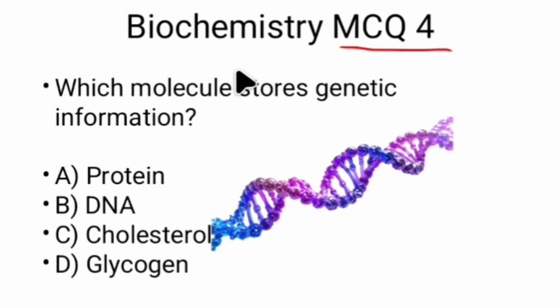Question number 4. Which molecule stores genetic information? The correct option is B. DNA is a molecule which stores genetic information.